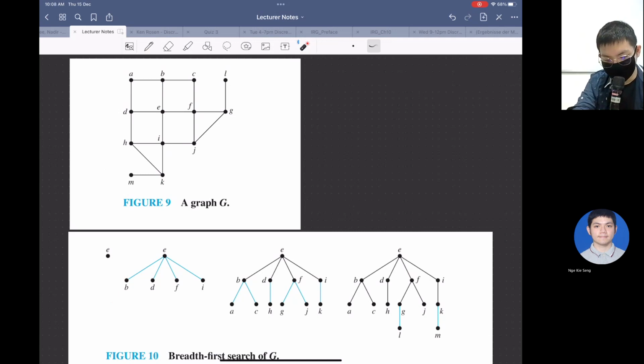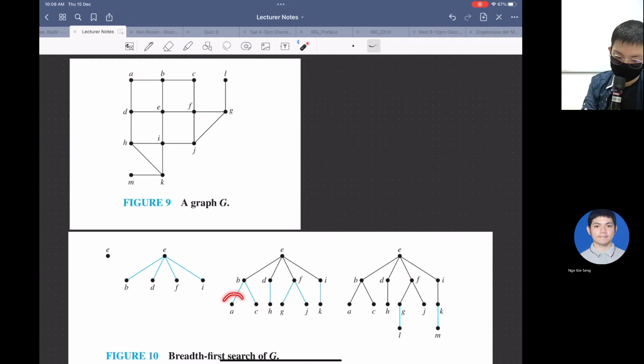Next, you add everyone that's connected to B. So who is connected to B? A and C. So you add A and C in. How about D? Who is connected to D? A and H.